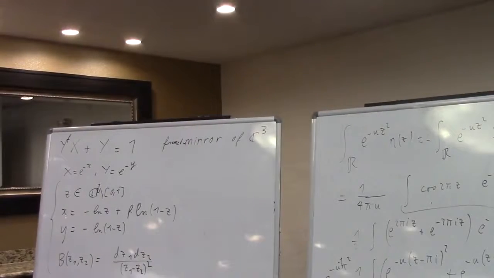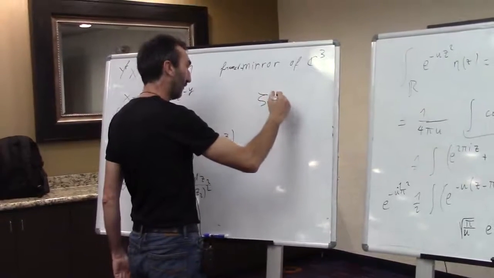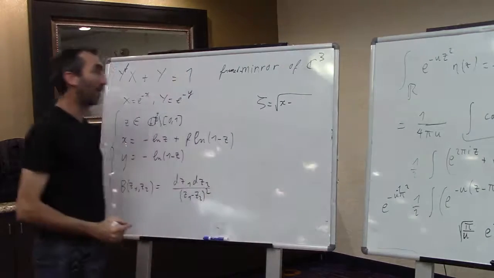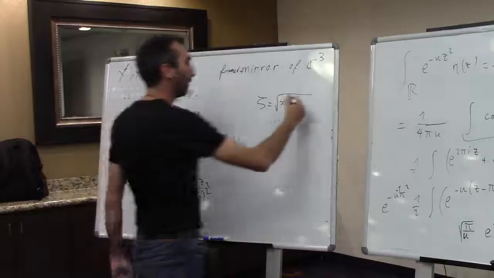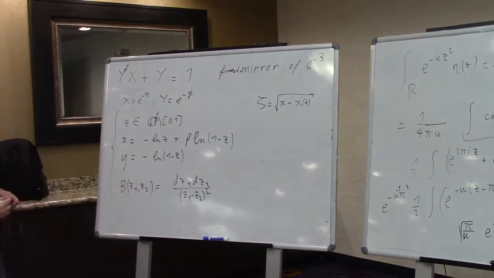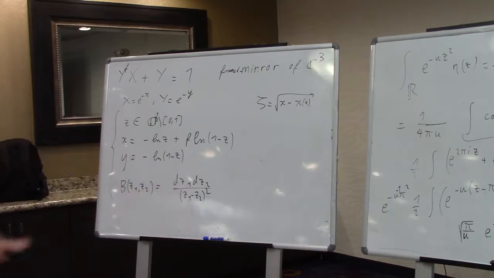So the change of variable that you should use, let me call it zeta instead of z. Zeta should be square root of x minus the position of a branch of the ramification point. Let me call it x of L. So then B is not dz1 dz2 over (z1 minus z2) squared, but d zeta 1 d zeta 2 over (zeta 1 minus zeta 2) squared. So now there is a full expansion. So we are in that case.